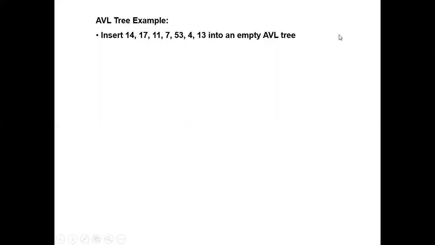Hello students. Previously we have seen how exactly an AVL tree is created, according to the balance factor. Now let's see an example of how an AVL tree is generated. We have to perform insertion operations as well. Insert 14, 17, 11, 7, 53, 4, 13 into an empty AVL tree.